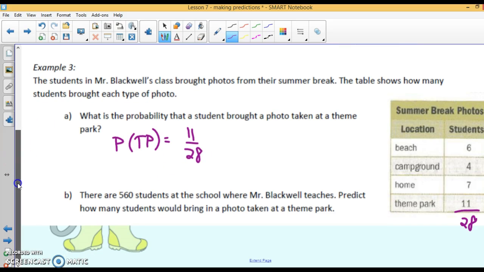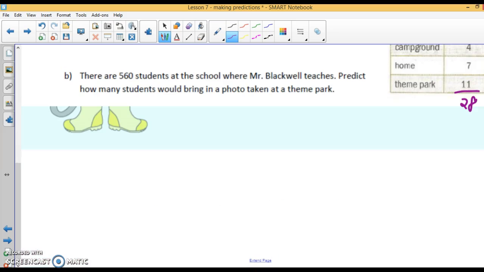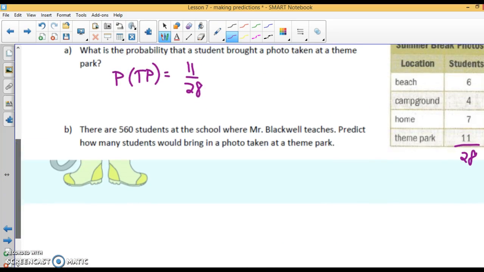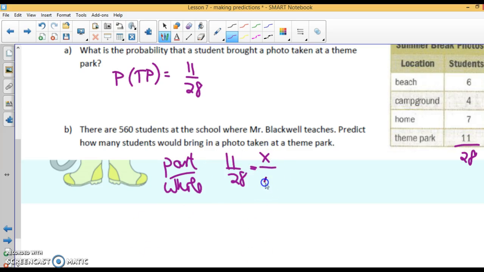Okay. If there are 560 students at the school where Mr. Blackwell teaches, predict how many students would bring in a picture of a theme park. Well, let's set up a proportion. We're always going to do part over whole. So, 11 out of 28 said that they brought in a picture of a theme park. We want to know X out of 560. If you cross multiply and solve, you end up with X is 220.